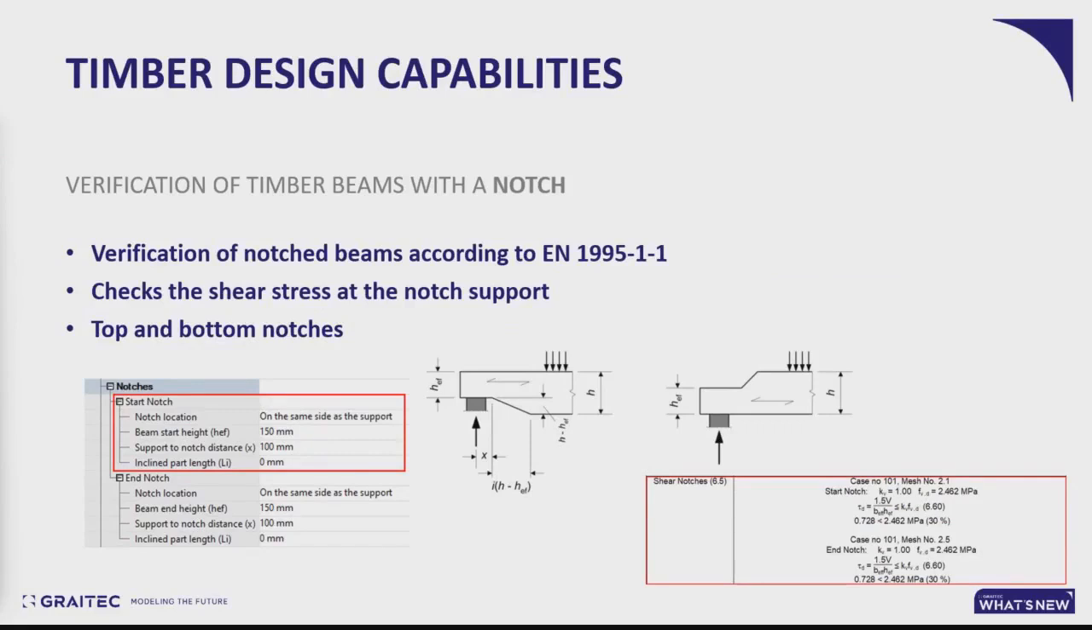And the next new check related to supports of beams. In advanced design, you can do a verification of notched beams at supports according to Eurocode 5. Notches can be defined at the start and end of timber beams on the top or bottom side. This verification checks that the shear stress at the notch support does not exceed the shear strength.